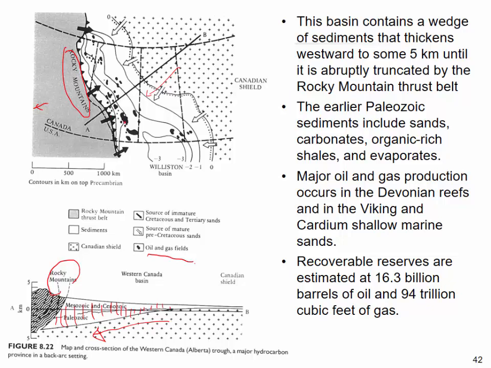So earlier Paleozoic sediment include sand, carbonate, organic-rich shale, and evaporite. Major oil and gas production occurs in Devonian reefs, and recoverable reserves are estimated at 16.3 billion barrels of oil and 94 trillion cubic feet of gas. So in Canada, I think around here it's Calgary, and Ottawa, is very rich in the oil and gas industry.